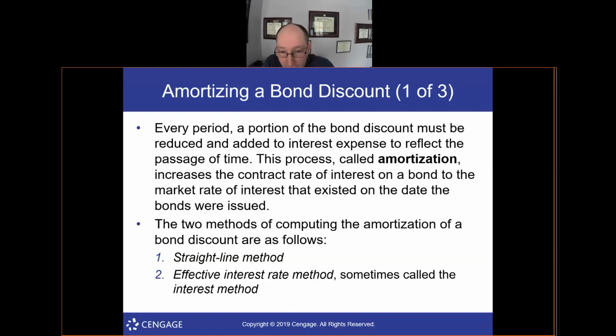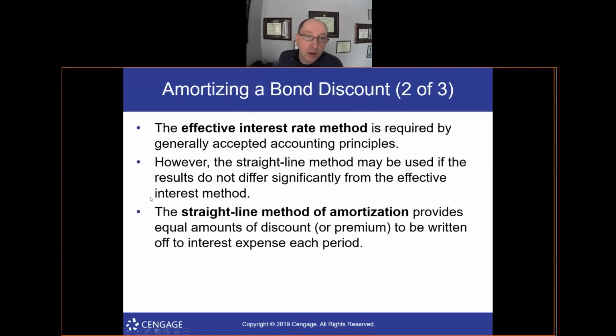So there's two methods of computing amortization of a bond discount. One is the straight line method. You all remember straight line method. It's the same concept. We'll talk about it. And the second method is the effective interest rate method, which is also called the interest method. We'll talk about it. The effective interest rate method is required by generally accepted accounting principles. However, the straight line method may be used if the results do not differ significantly from the effective interest rate.